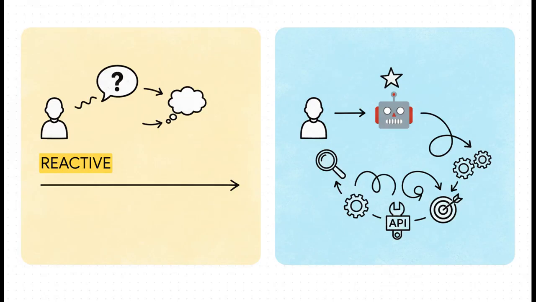And this slide right here perfectly illustrates that shift. A standard chatbot is reactive. You ask a question, it gives an answer. End of story. But an agent is proactive. You give it a high-level goal, and it breaks that goal down into steps, figures out what tools it needs to use, like APIs or a search engine, and it actively works to drive an outcome. It's the difference between providing information and actually getting things done.